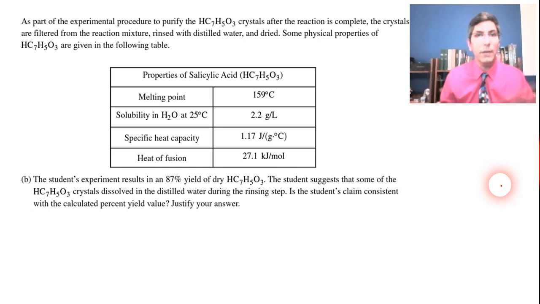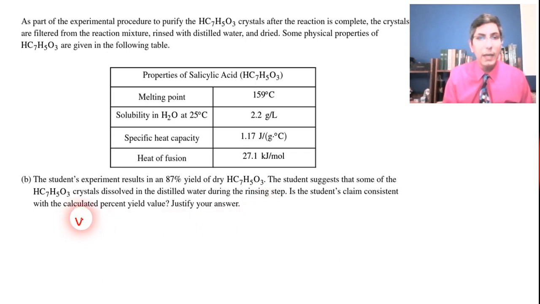As we move on to part B, we have an experiment here that's going on with these, and we're trying to purify the crystals, and we're going to filter them, rinse them with distilled water, and dry them. And we have some data based upon this. It tells us that the experiment from the student here got an 87% yield of dry salicylic acid. And so the student says, well, perhaps some of the salicylic acid crystals dissolved in the distilled water during the rinsing step. And is this consistent with the percent yield?